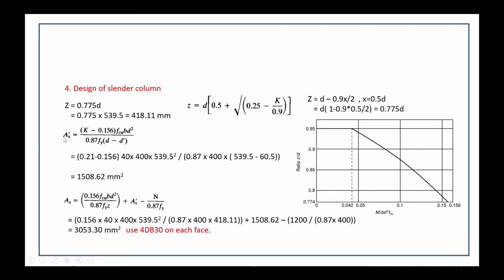And now we calculate the As'. As' is equal to 15 square centimeter. And after you get the result of As', you can calculate As. As is equal to the formula with As' minus N divided by 0.87 fy. So we got As is equal to 3053.30 square millimeter. When you calculate the result of As, we use it the same for the As', so As' is equal to 3053.30. We use 4 diameter 30 bars on each face.